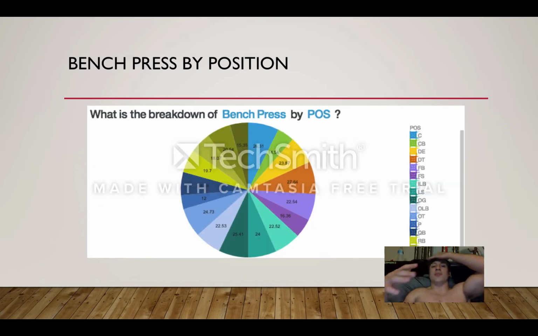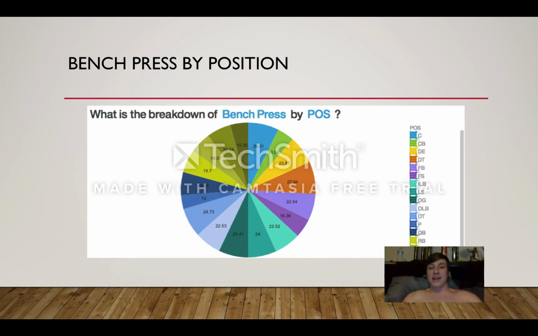My next one is bench press by position. So what this is comparing is the number of bench press reps that a certain position averages out at. For example, we know that the linemen are a lot heavier set guys and a lot stronger guys than wide receivers. So as you can see, the center position, the linemen, they average about 27 reps at 225 pounds on the bench press, and that's pretty impressive.